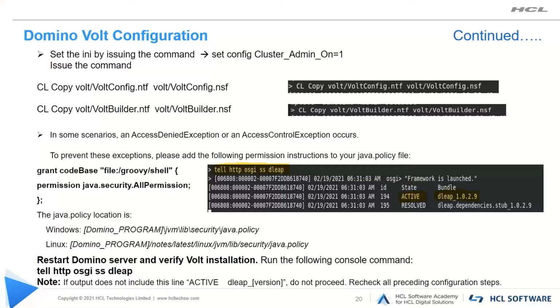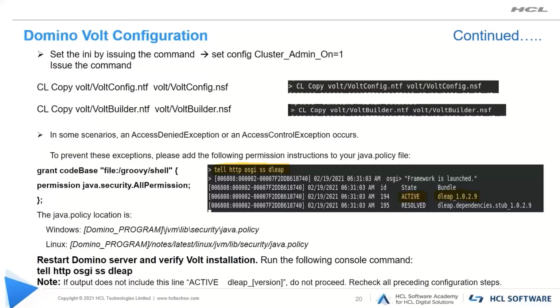We have seen some cases where an access denied exception or access control exception occurs in the Domino Volt environment. To prevent this exception, we need to add permission in the java.policy file on the Domino server as shown in this slide. The java.policy file is located on a path based on the operating system, as shown in this slide for Windows and Linux operating systems.